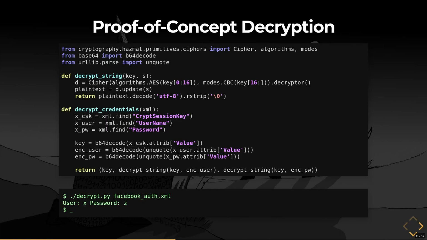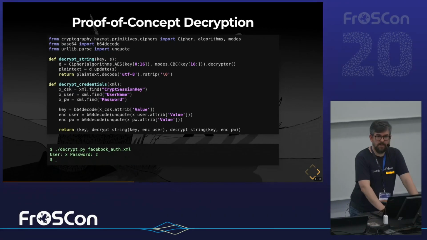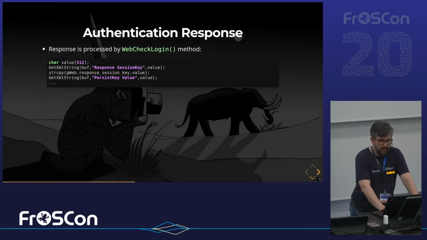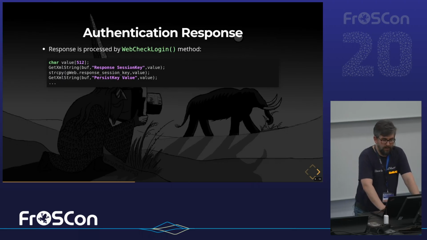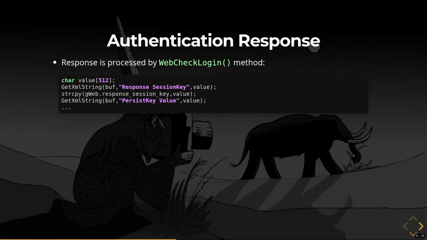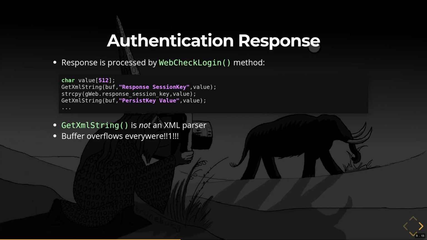Now, given that we could decrypt username and password, and all the other values, it was now time to get an understanding of what the camera expects in response. And the response is processed inside the camera by the web check login method, which is quite logical, and it is calling a function called getXMLString. Yeah, so apparently it's some sort of XML parser. No, it's not an XML parser. It is just looking for the string that you pass, something like response session key, and then it is returning everything that follows this string in quotation marks.